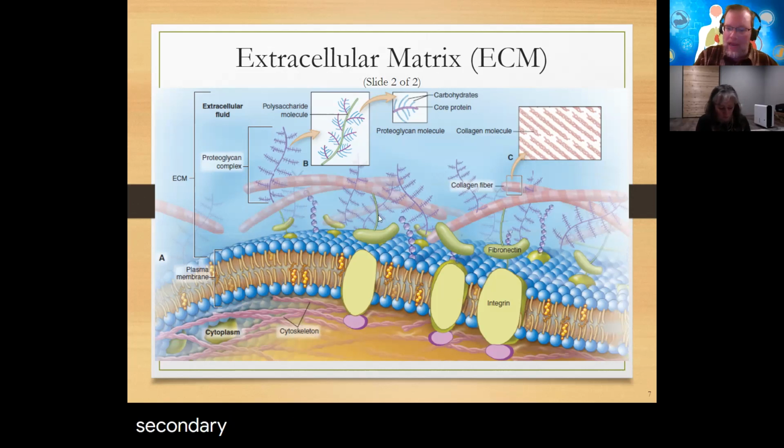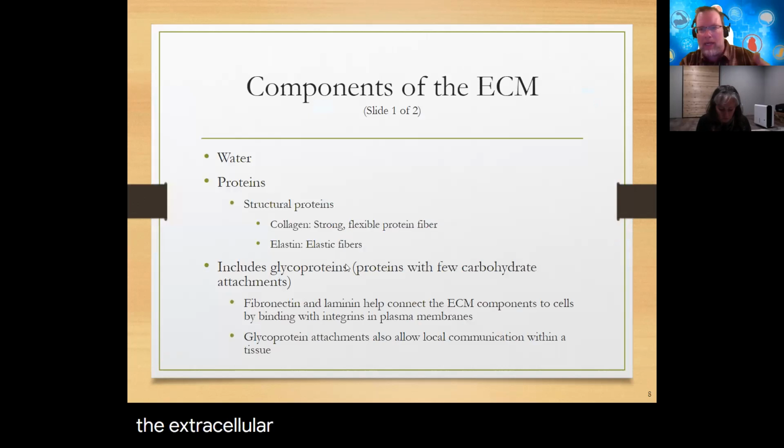So anyway, a lot of action going on in the extracellular matrix. Again, here's the black and white of it.